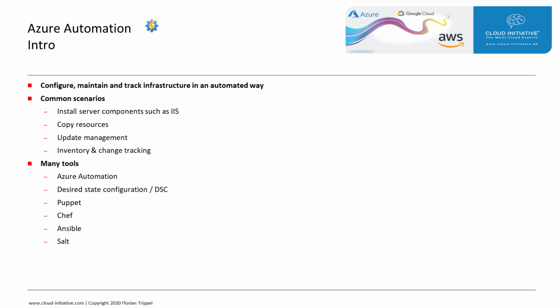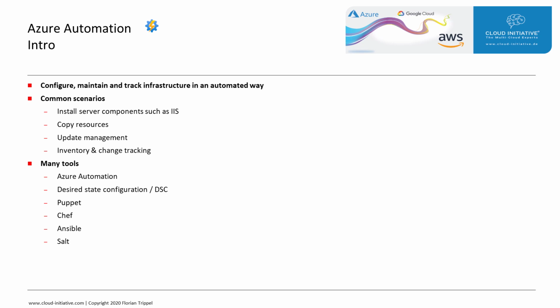While ARM templates are a clear case for infrastructure as code, you can think of Azure Automation as something in between infrastructure as code and process automation. Common scenarios for automation are to install and configure additional server components, copying resources, and update management, as well as inventory and change tracking.